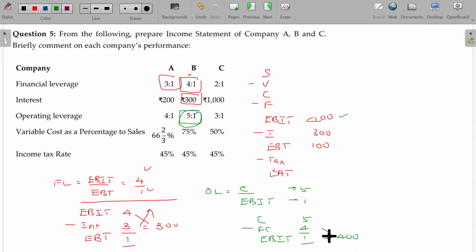You can do the cross multiplication for the rest. 1 time 400 means 4 times 1600 and 5 times 2000 rupees. So I am now feeding the data here. Contribution 2000, fixed cost 1600, EBIT being 400.